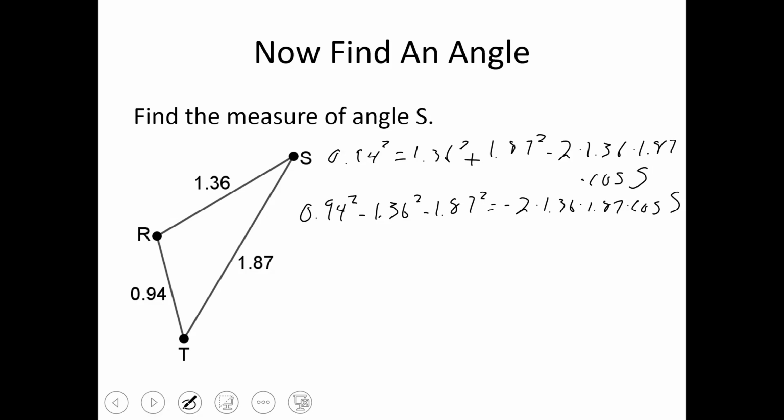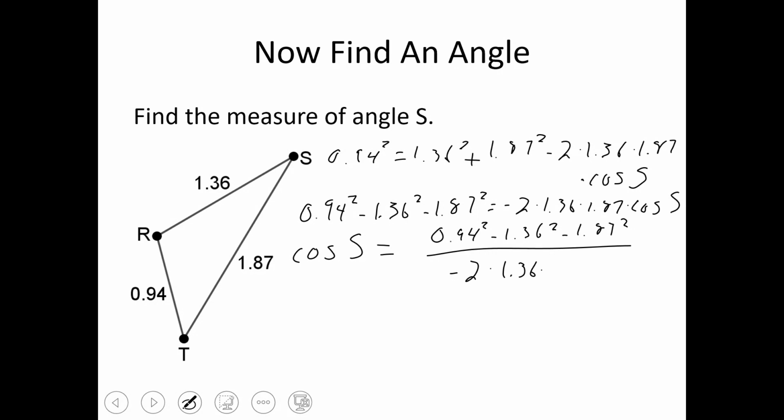All right, so again, we want to solve for cosine s, and then we'll think about how we'll actually get s out of that. What are we going to have to do at this point? We've got quantities multiplied by the cosine of s, so we'll have to divide by all of those. We'll divide both sides by negative 2, by 1.36 and 1.87, and I'll turn this around and place cosine s first. So it's going to be 0.94 squared minus 1.36 squared minus 1.87 squared all over negative 2 times 1.36 times 1.87. Just basic algebra.